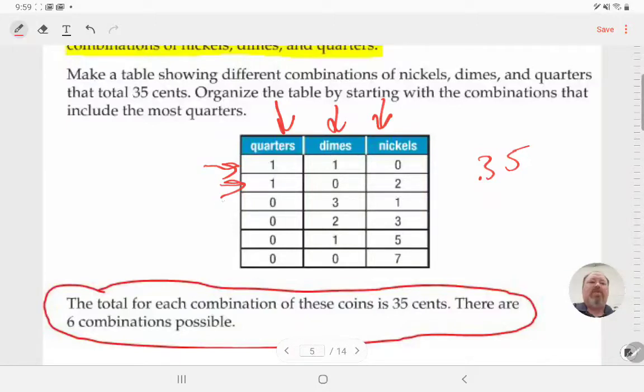Nothing else we can do with quarters, so we go to dimes. 3 dimes and 1 nickel. Then 2 dimes and 3 nickels. 1 dime and 5 nickels. Then we go to nickels, 7 nickels. Then all we have to simply do is count it up. 1, 2, 3, 4, 5, 6. So there are 6 possible combinations. Okay? So that's how making a table can help you solve a problem.